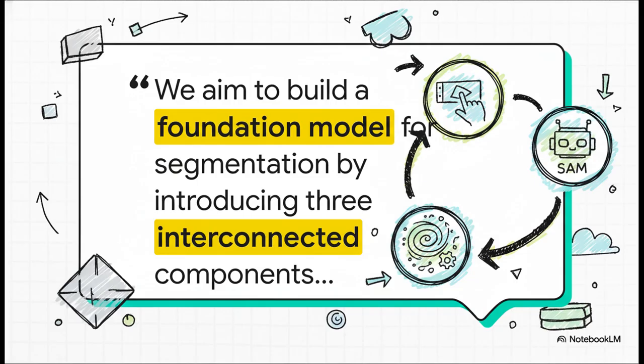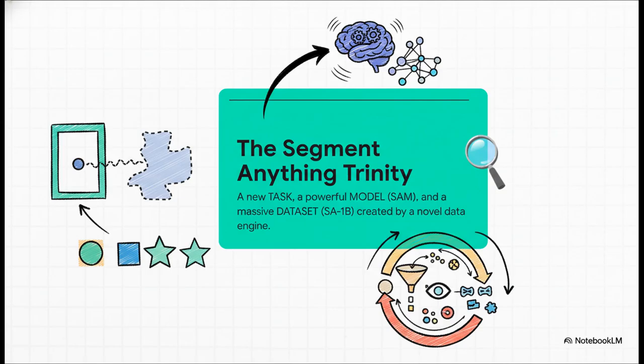It's a self-feeding cycle. So let's just lay out this trinity one more time, nice and simple. First, you've got the task, promptable segmentation. Basically, you give the model a prompt, like a point or a box, and boom, it gives you back a valid mask. Second, you have the model, which they call SAM, and it's built to do this task super fast, in real time. And third, the dataset, the massive SA-1B, which was created using this wild data engine, where the model literally helps create its own training data. It really is a brilliant flywheel.